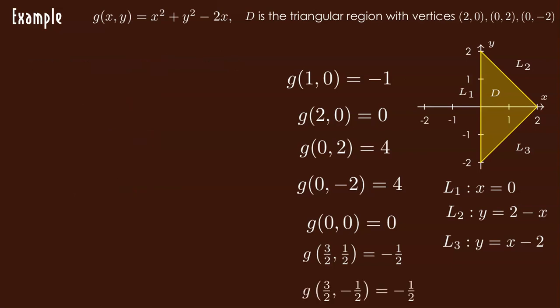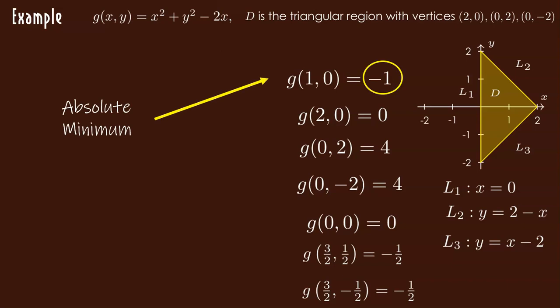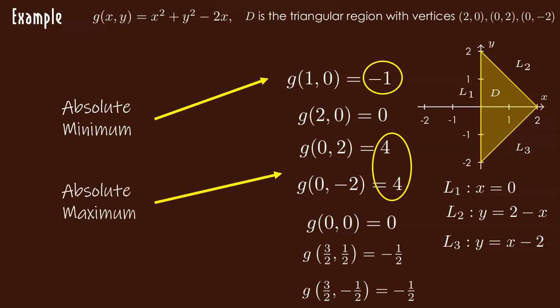So here are my values. Let's compare. I have a minimum value of negative 1, which occurs at (1, 0). I have a maximum value of 4, which occurs both at (0, 2) and (0, -2). So we have found the absolute maximum and the absolute minimum of this function over the region D.